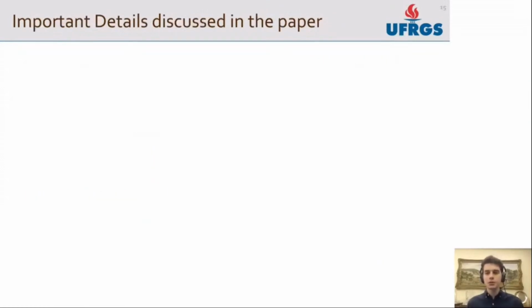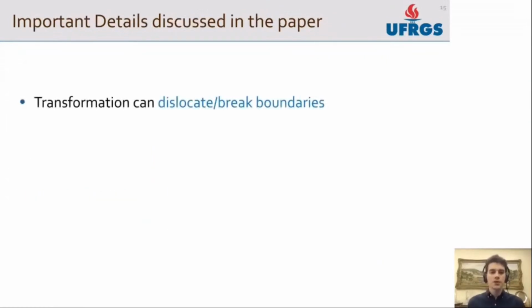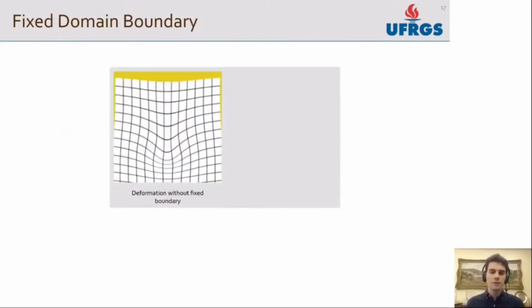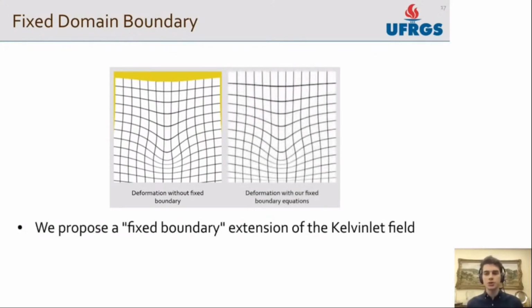There are some important details we should go over. The transformation can dislocate and break boundaries. There's also aliasing and the possibility that the transformation is non-invertible. As we deform the 2D space and the 3D space, it is natural that the edge pixels of the image or video are deformed as well. This unfortunately leads to undesired border artifacts, such as the one around the grid shown here. To mitigate this, we use a controller function on the deformation, which slows down the warping process around the edges.